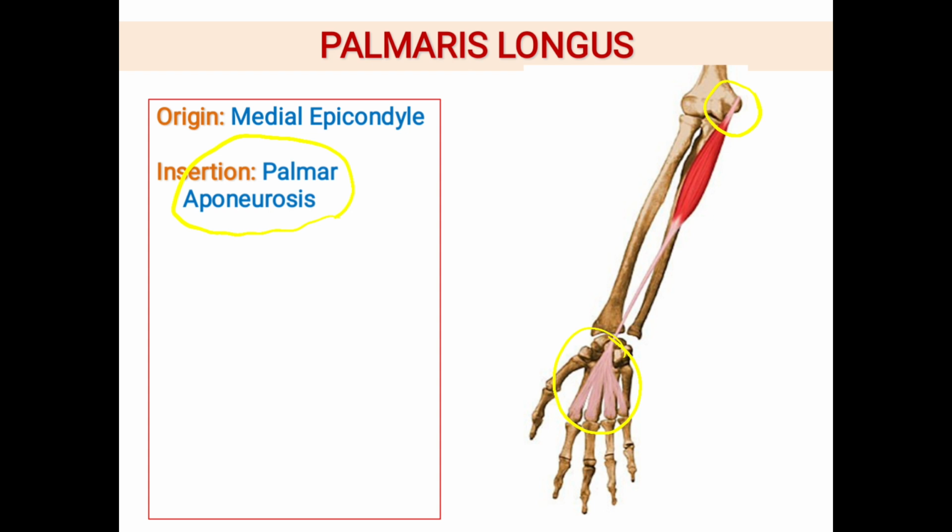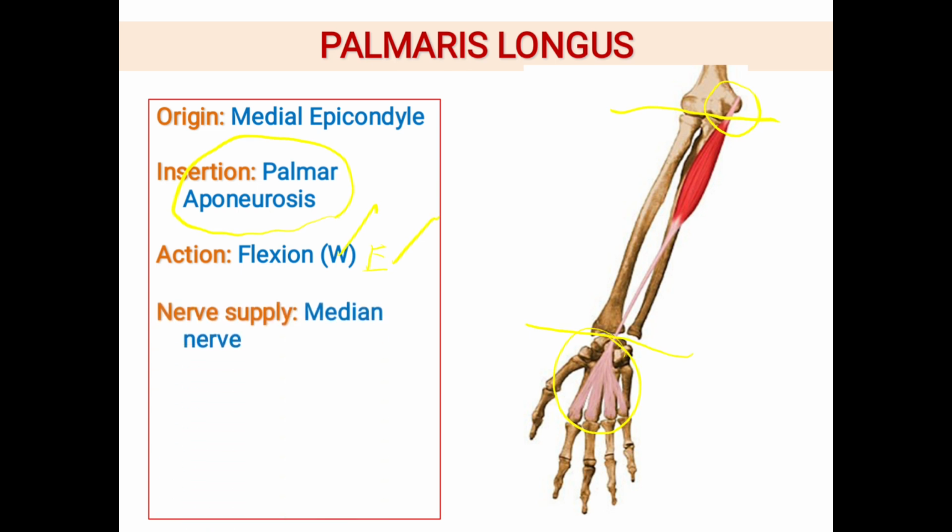Okay, so since your palmaris longus crosses the elbow, you can flex the elbow. Okay, again, let's add letter E. Okay, and at the same time, it crosses the wrist, so it also flexes the wrist. So flexion of the wrist, flexion of the elbow. Okay, and it is again supplied by the median nerve. Okay, so you have palmaris longus. So let's go to the next muscle.